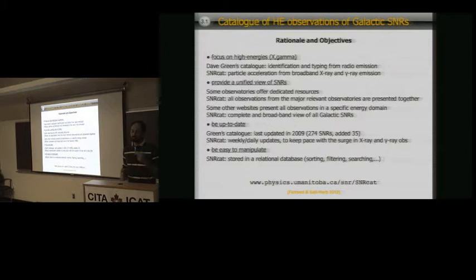So here we are really interested in physical objects. And we wanted to be up to date. So the existing catalogue was last updated years ago, and things are moving very fast in the field, with new observations every week. And we wanted something easy to manipulate, so we have a database, and there is public access through a dedicated front end, which is online.